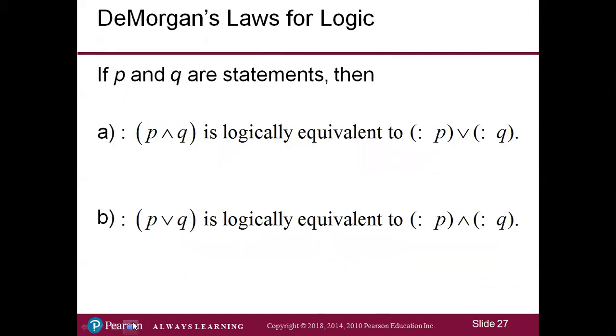If P and Q are statements, then P and Q negated is logically equivalent to not P or not Q. If we take P and disjoin it with Q, so we have P or Q, and we negate it, then that is logically equivalent to negating P, negating Q, and then conjoining them.